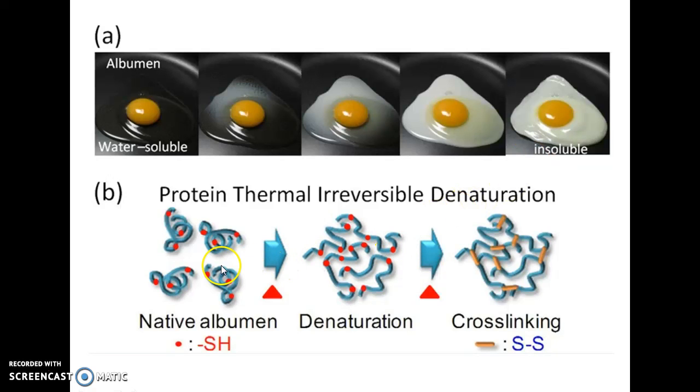So what is the chemistry inside it? The native albumin protein is denatured by the heat treatment, and there will be sulfur linkages, and this way the protein is immobilized or insolubilized. So again we are explaining our food with the help of chemistry.